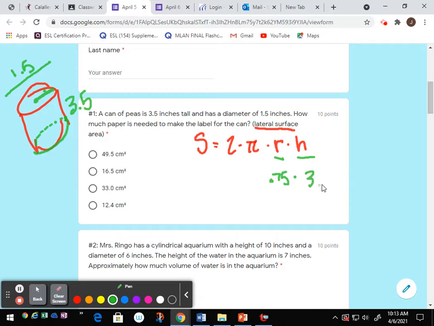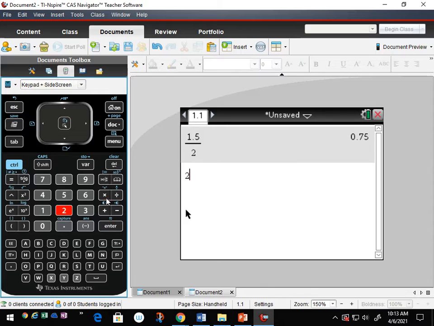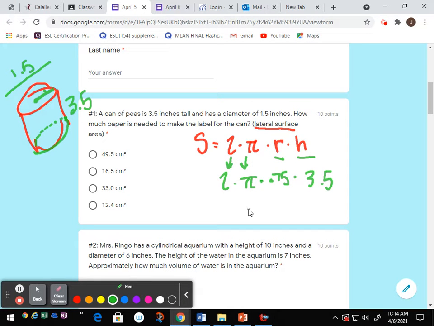Okay, so we'll drop down 3.5 times pi times 2. We just drop everything down. All right, so we have 2 times pi times 0.75 times 3.5. All right, so we're going to plug this all in our calculator. We have 2 times pi times 0.75 times 3.5. We get 16, we'll round up to 5/10. So we have 16.5 inches, and we found the lateral surface area, so it's squared, which is answer choice B.